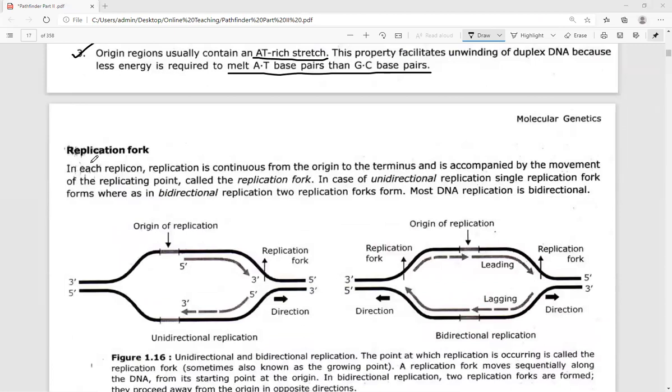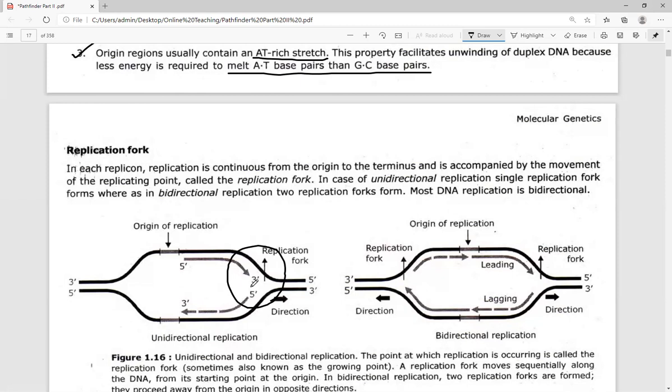Now, replication fork. What do you mean by replication fork? When you look at the replication fork, replication fork refers to the area where the DNA replication is going to take place. So if you look at this particular area, this is the area where the process of DNA replication is going to take place.